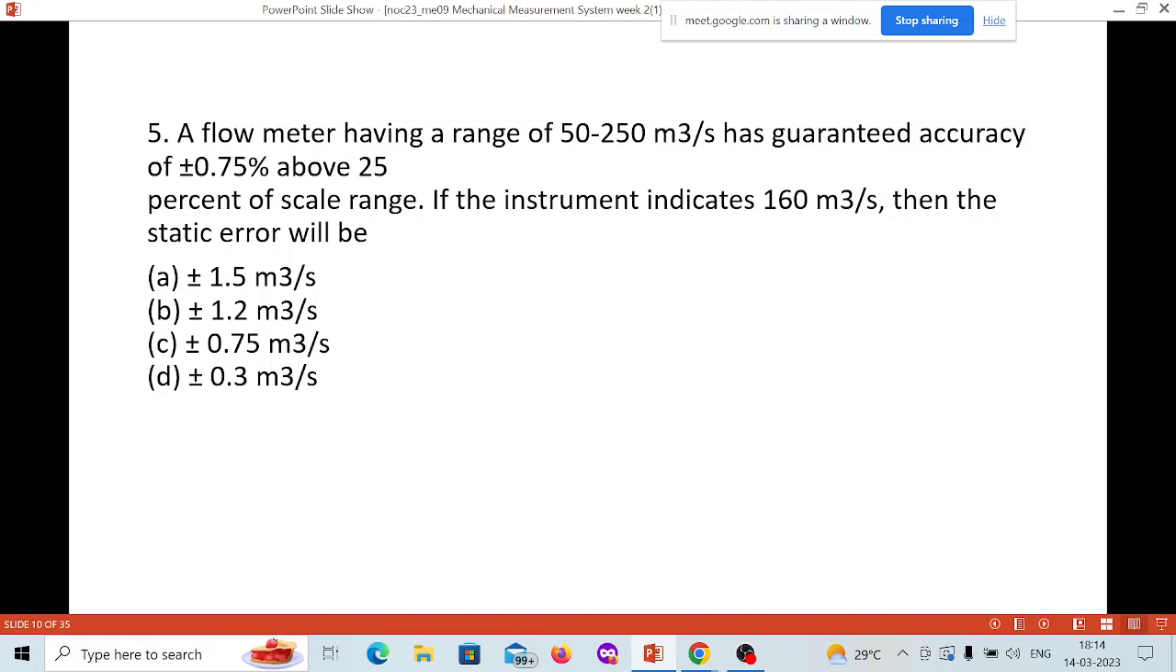So you have a flow meter, you have to measure some flow. The range in which the flow meter can measure is from a minimum of 50 meter cube per second to a maximum of 250 meter cube per second. It has a guaranteed accuracy of plus or minus 0.75% above 25% of scale range. So above 25% means above 50, the scale being 50 to 250.